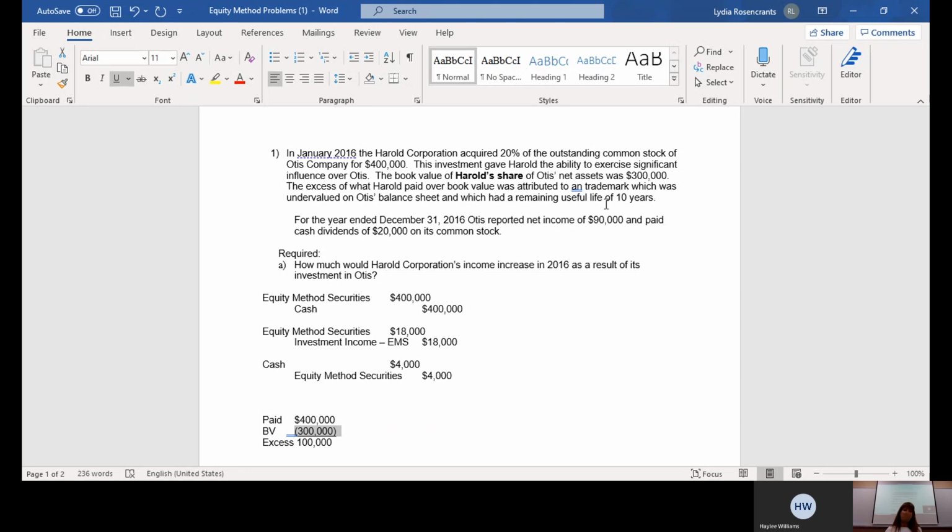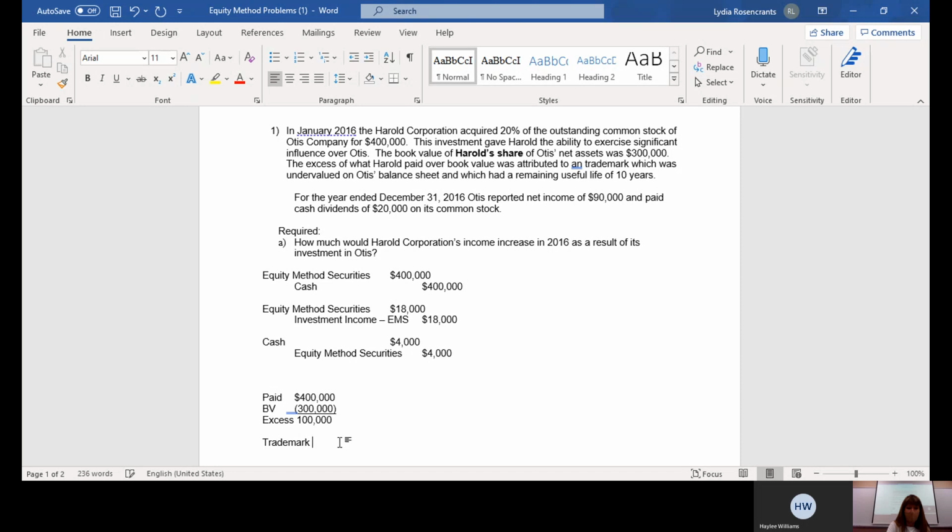But in this case, all 100,000 was attributable to the trademark, so it all has to be amortized over 10 years. So trademark amortization is going to equal 100,000 divided by 10 years. So each year, for the next 10 years, we're going to have to do a journal entry which amortizes the trademark by $10,000. Okay?